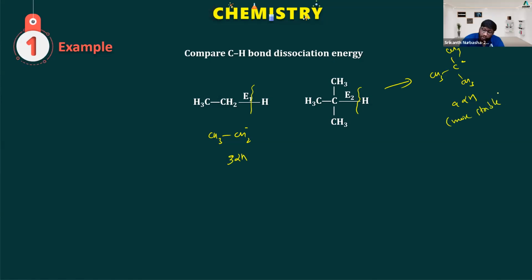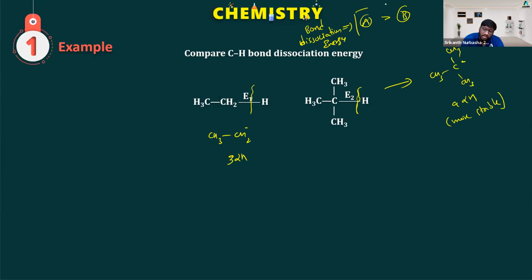This 9 alpha hydrogen is more stable. If it is more stable, the E2 can be broken. The CH bond in the compound B can be broken easily. So A has more bond dissociation energy when compared to B. Bond dissociation energy order.